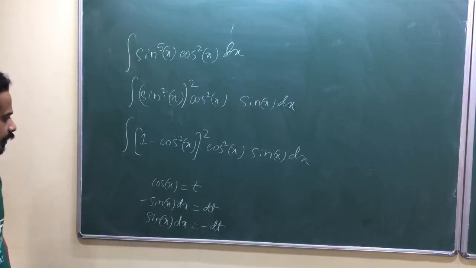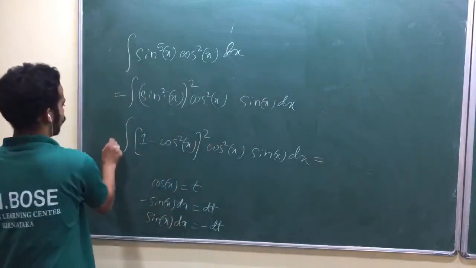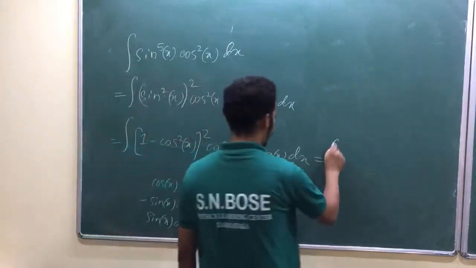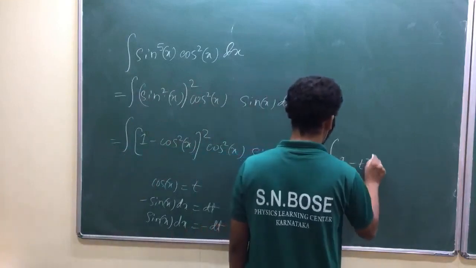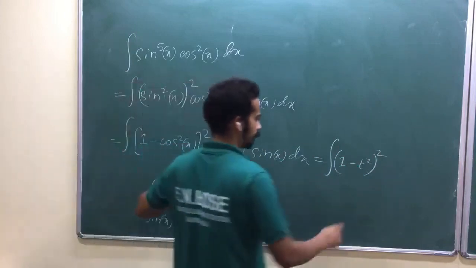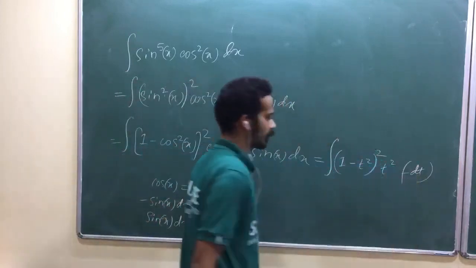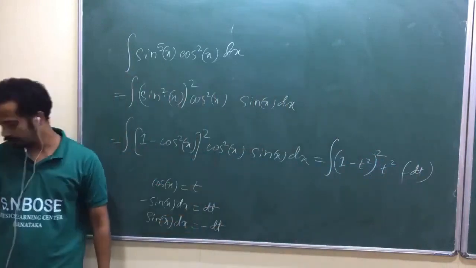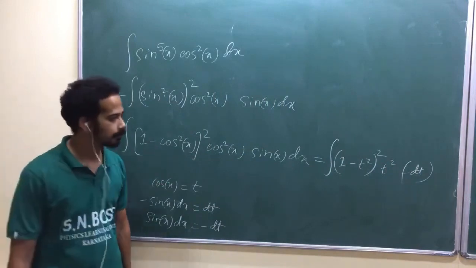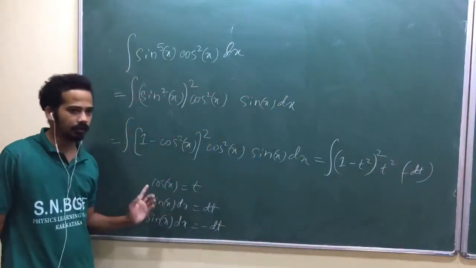Isn't it? sin x dx is equal to minus dt. If I substitute this, what would happen here is the integration of (1 minus t square) the whole square into t square into minus dt. Now just square that one and integrate. Isn't it? And later we can substitute t equal to cos x again.